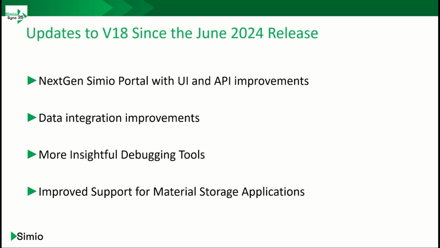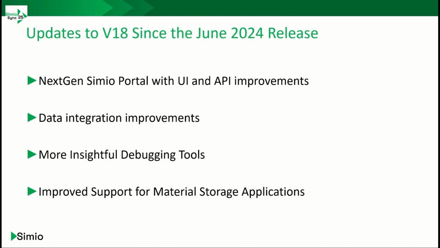This evolution is most visible in our recent updates, so let's start with version 18. Last May, we officially released Simio version 18, but as many of you know, there have been several insider releases and updates since then. It's worth recapping the major highlights so that everyone knows what's new in the latest versions of the software. Version 18 introduced Next Generation Simio Portal, or NextGen as we call it. It features a fully redesigned user interface, major API improvements, and overall modernization of the system to support better usability, performance, and scalability.